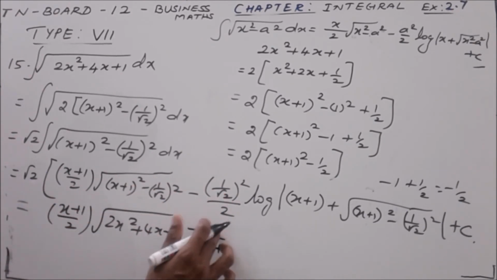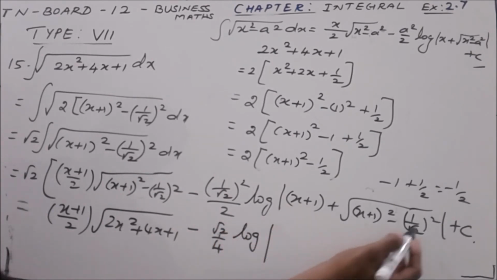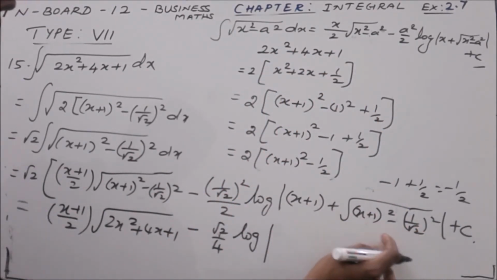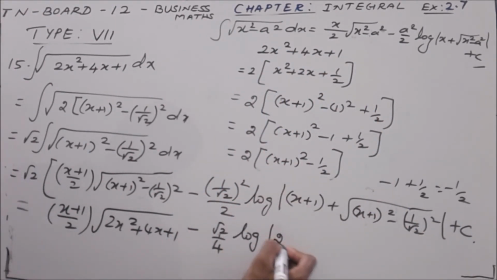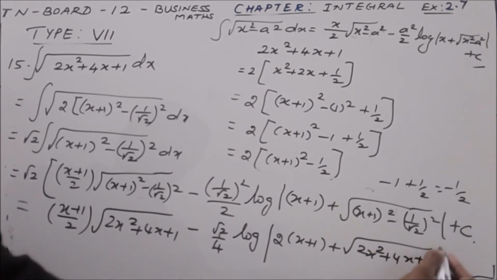When we multiply this root 2 inside, we will get one more root 2, and then log of, simplifying this, we have one 2 in the denominator, while squaring we have one 2 in the denominator, that is equal to 2 into x plus 1 whole square minus 1. This total value will be equal to 2x square plus 4x plus 1 divided by 2. So 2 is multiplied here, so 2 into x plus 1 plus root of the total value equal to 2x square plus 4x plus 1 plus constant of integration c. That's all.